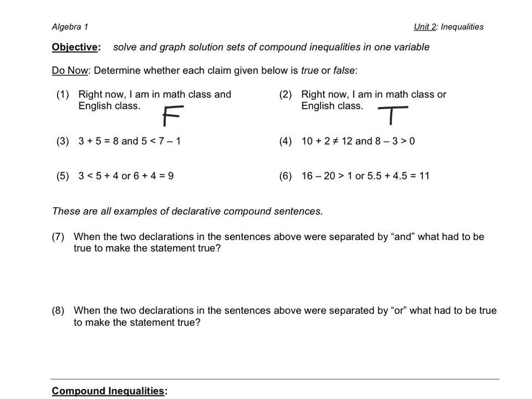3 plus 5 equals 8, and 5 is less than 7 minus 1. True or false? True. Both parts are true, right?